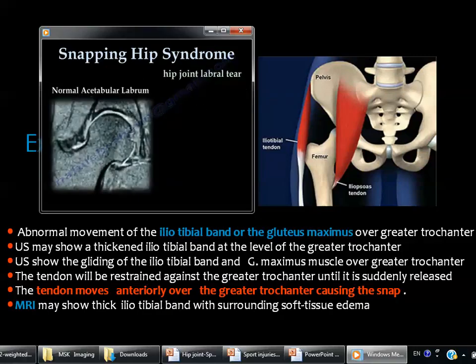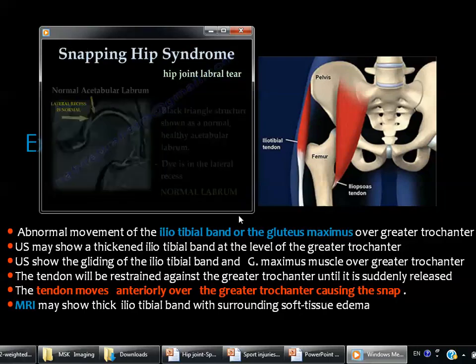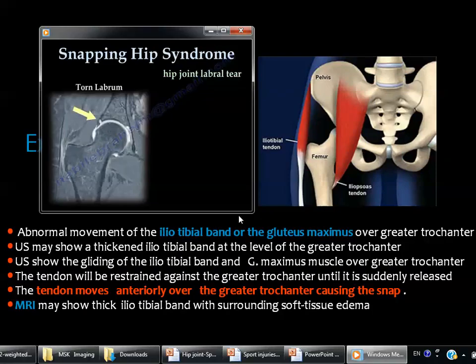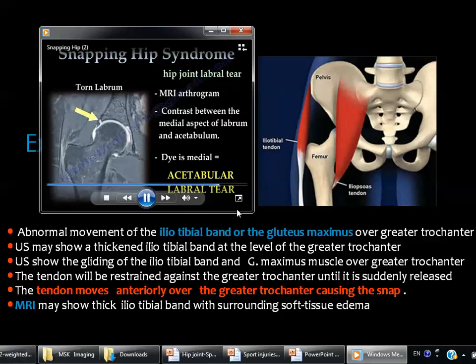The labrum is a black triangular structure, and lateral to it you find the lateral recess. The dye can go there and it is normal. It is not a tear. When the dye is medial to that black triangular structure, then it is a tear. The MRI arthrogram is the best study to diagnose labral tear.